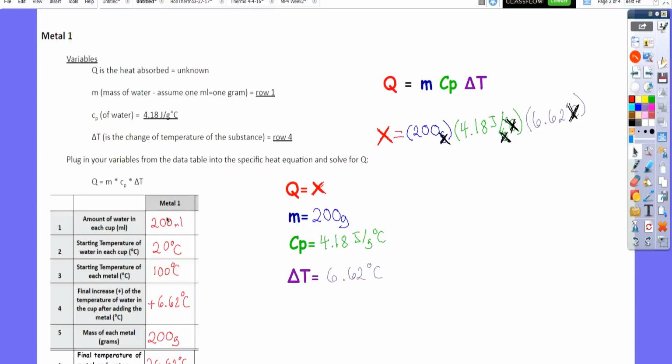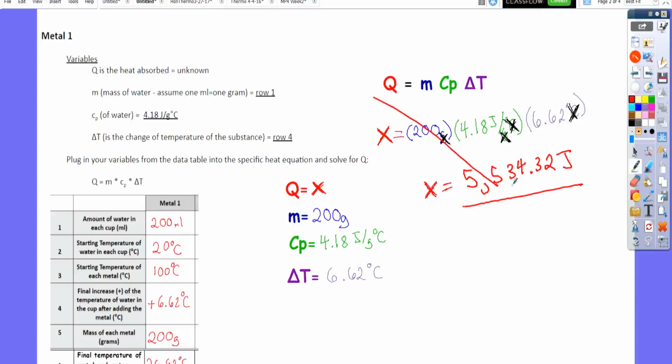So I have 200 times 4.18 times 6.62. So my amount of energy, my value for Q, my unknown X, is equal to 5,534.32 joules. So this is my answer for the data that I used.